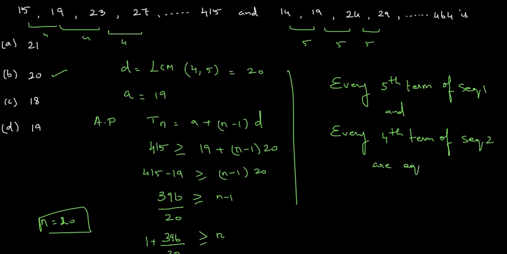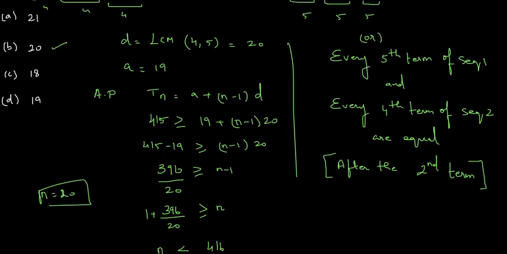are equal, but only after the second term, because we are considering 19, right? We are considering the 19 which is common in both cases. So after the second term, okay, next. In order to find separately, we are just finding in another way.